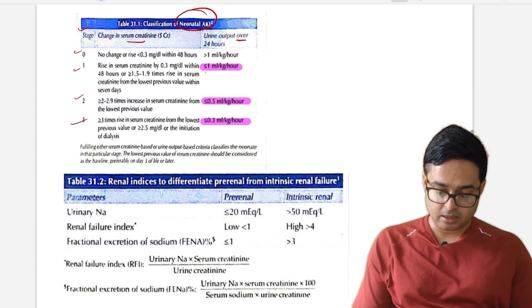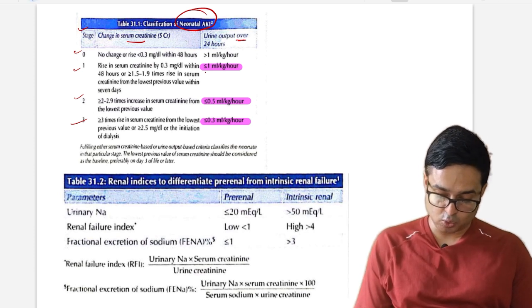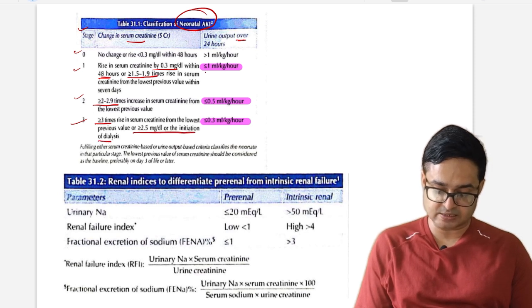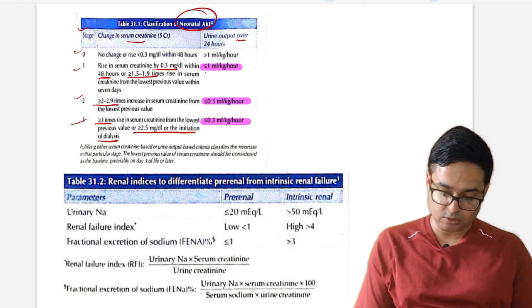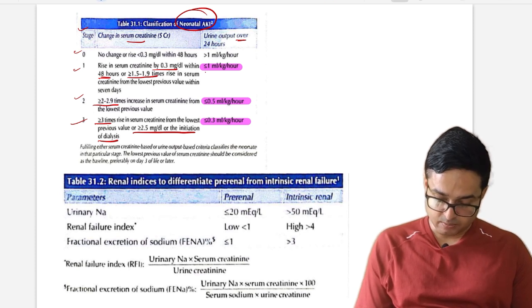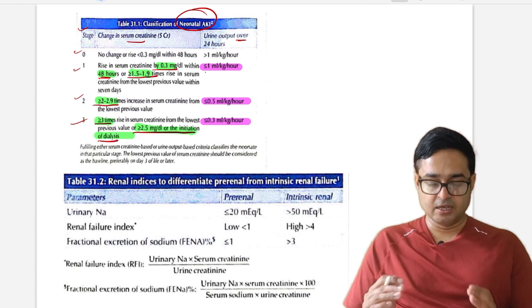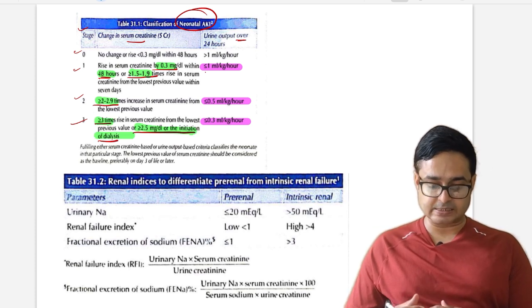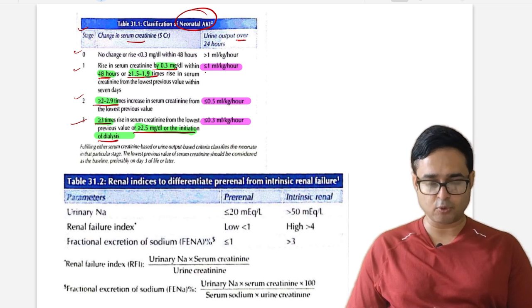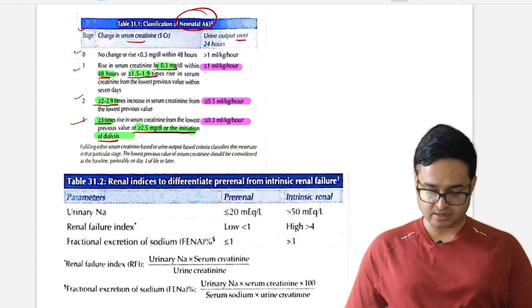Okay, if we talk about serum creatinine, so rise in creatinine by 0.3 milligram per deciliter within 48 hours, or 1.5 to 2 times, 2 to 3 times, and more than 3 times, or more than 2.5 milligram per deciliter, or initiation of dialysis. So you have to actually remember all these which are important. More than 3 times, 48 hours, these values you have to remember. Just pause this video and revise this classification of neonatal AKI, which is important, can be asked in exam, generally routinely asked in exam.